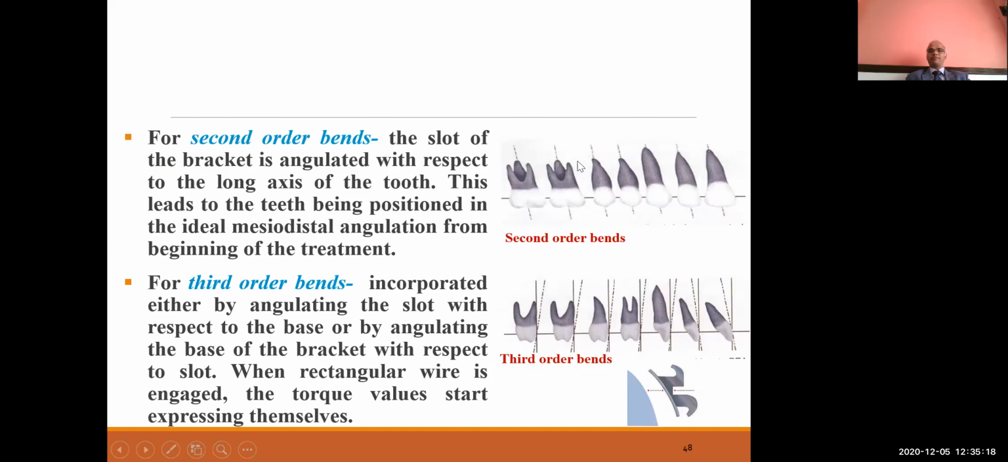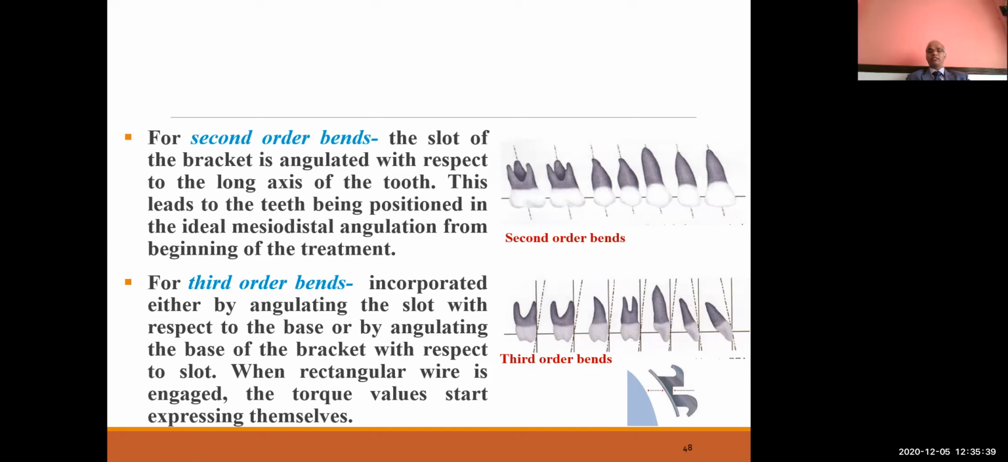For the second order bend, the slot of the bracket is angulated with respect to the long axis of the tooth. So this leads to the teeth being positioned in the ideal mesiodistal angulation from the beginning of treatment.